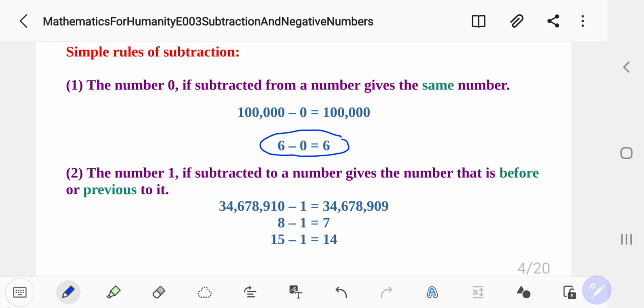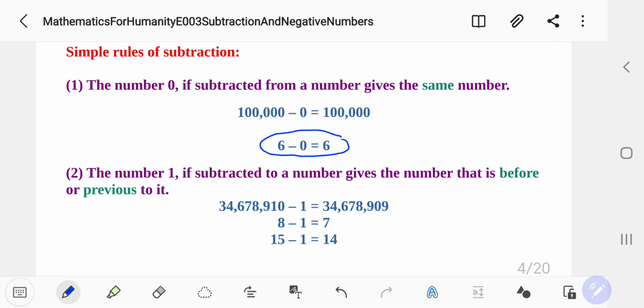The next rule is the number 1. And by the way, for rule number 1, it is similar to the addition rule, where the number 0, if added to a number, gives the same number. So it doesn't matter if you add or subtract 0, it gives you the same number.